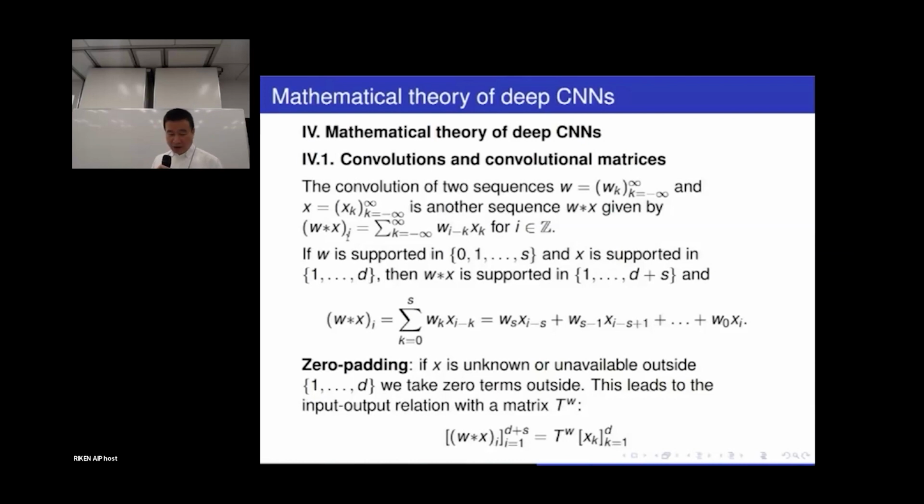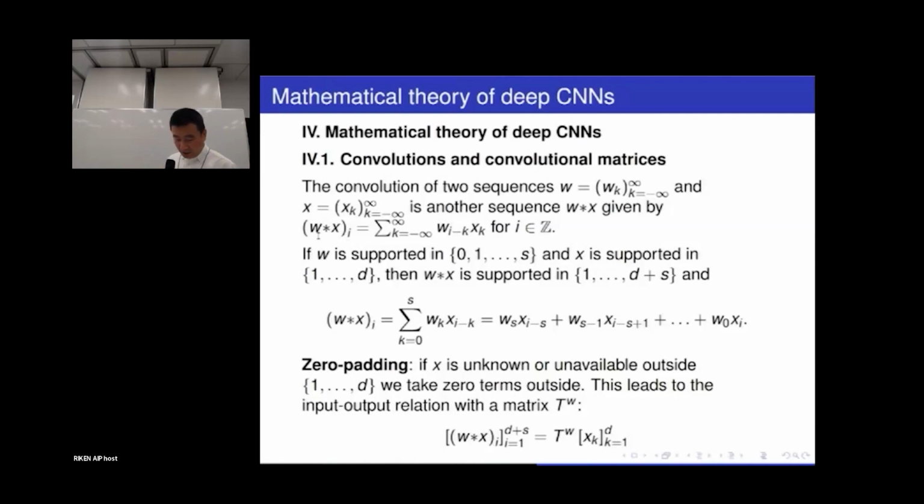And if w is supported on the set 0, 1 over s, say s is 2, then only 0, 1, 2, 3 are unknown, possibly non-zero entries of the sequence w. And if x is supported on the interval 1, 2 until d, then the convolved sequence is supported on 1, 2 until d plus s, and it's given by this expression.